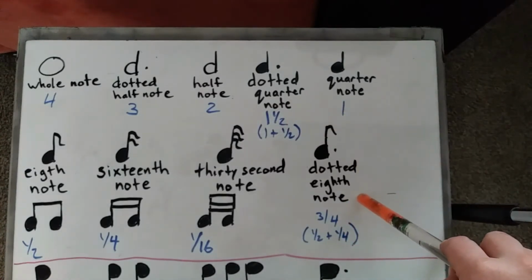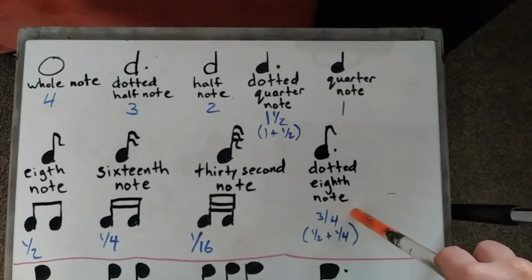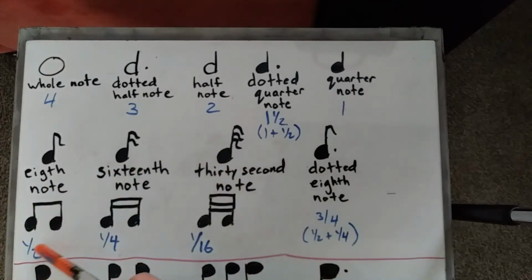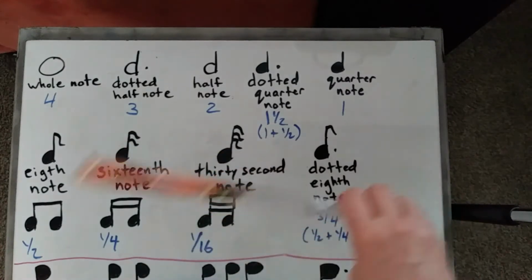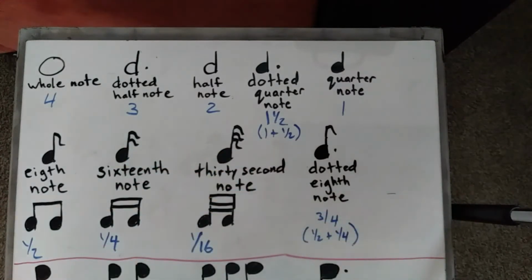Therefore, a dotted 8th note is worth 3/4 of a beat. Since the 8th note is worth half a beat, half of that is 1/4. Add 1/2 and 1/4, you get 3/4. So those are the standard notes that you will see and how many beats they get.